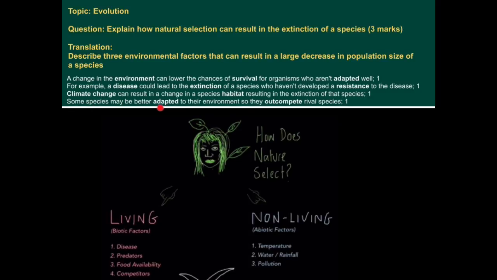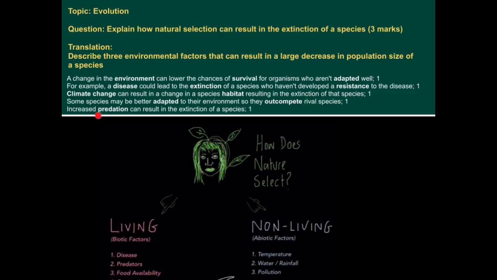Some species may be better adapted to their environment so they can outcompete rival species. For example, if 2 species compete for the same prey, but one of those species is faster, then they're going to outcompete the other one in terms of catching that prey. And another factor could be increased predation can result in the extinction of a species. So if the number of predators in a population get too high, then it can result in the extinction of the prey they feed upon. Any 3 of these points will get you the marks.